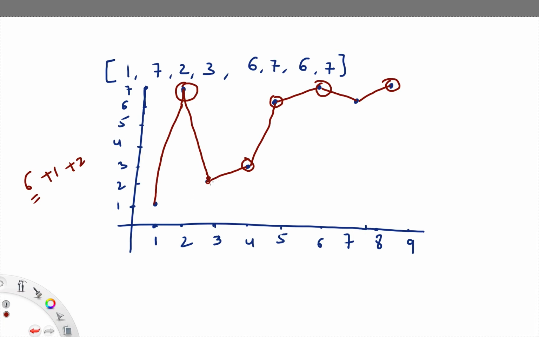This is my valley and this is my peak. Similarly, this is my valley and this is my peak. This is my valley and this is my peak. So whenever I get an upward curve, I will calculate this difference, and I will add this difference to the final profit, because that is the maximum profit I can get.